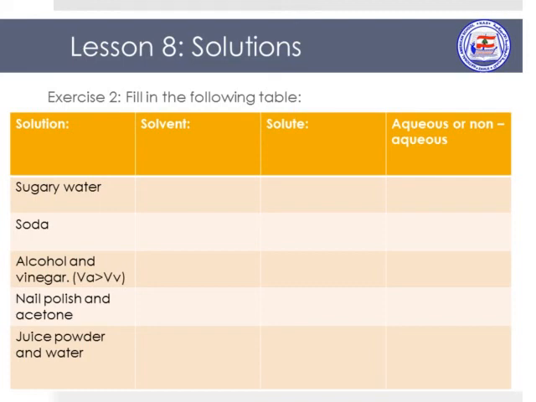For example, in the first one, sugary water, the solvent is water, the solute is sugar, and since the solvent is water, it means that it's an aqueous solution.